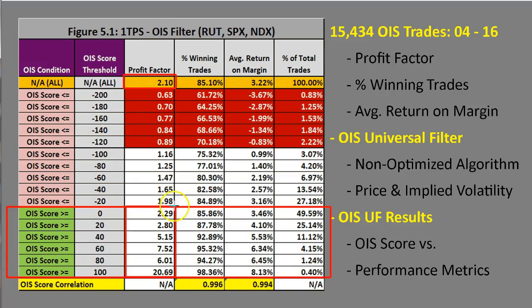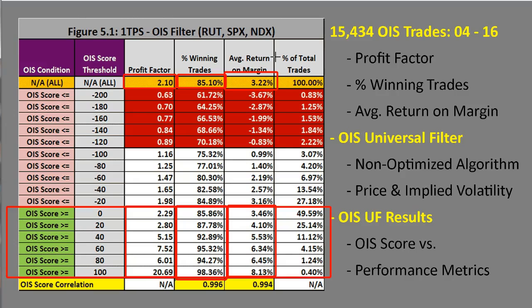The percentage of winning trades ranged from 85.86 all the way up to 98.36 for the highest OIS score of those greater than 100, and then again those compared favorably to the percentage of winning trades of the unfiltered strategies, which was 85.10. And then finally the average return on margin ranged from 3.46 all the way up to 8.13% per trade, which again compares favorably to the average return on margin of 3.22%.